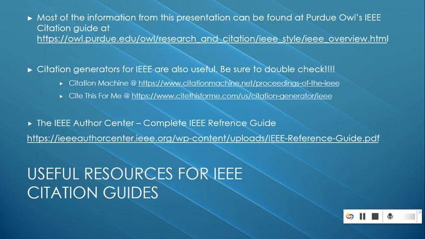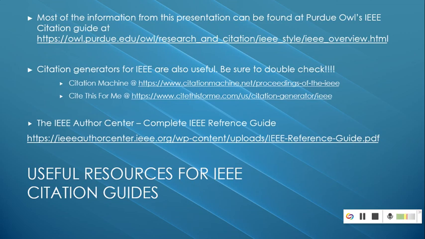So where I got these examples from can be found at Purdue OWL's IEEE Citation Guide, which you can see the link at the top of the screen here. I'm going to send this PowerPoint to your professor, so you can click the link directly from the PowerPoint if you like. But Purdue OWL is very useful. They'll show you how to cite basically all types of sources, and they can show you how you should format your paper using IEEE. Probably the first resource that I would go to when looking at IEEE citation.